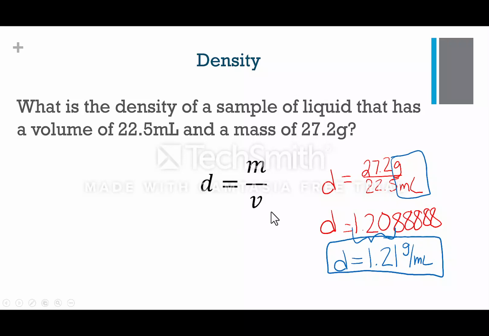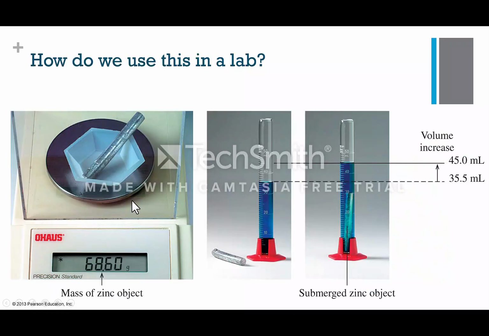Well, there's going to be a couple extra steps. And this is what you would perform in a general chemistry laboratory. So let's say I want to know what the density is of this unknown piece of metal, this cylinder of metal here. Well, if I want to know density, remember the formula is density equals mass over volume. I'm going to have to determine the mass, and I'm going to have to determine the volume.